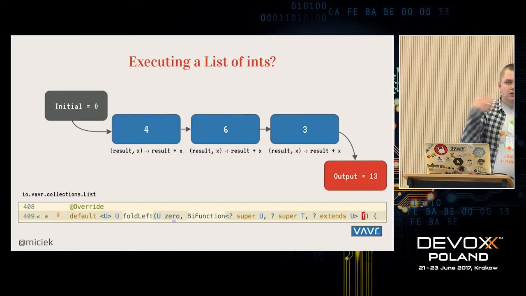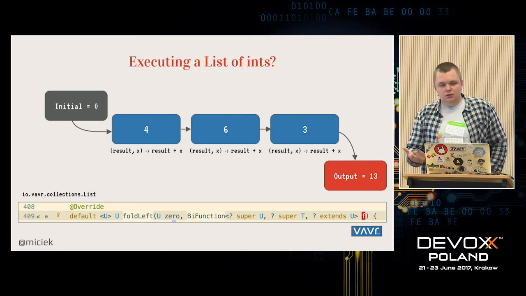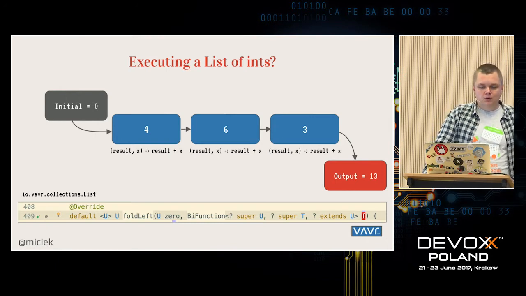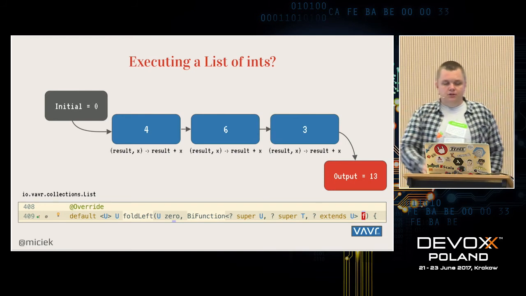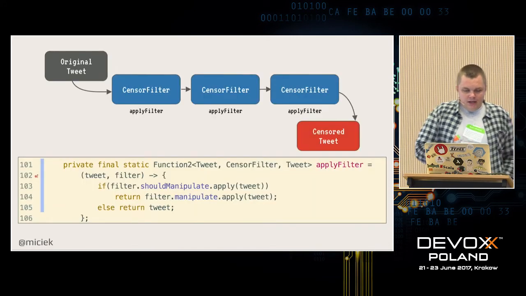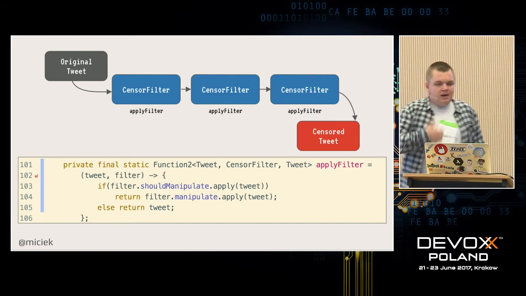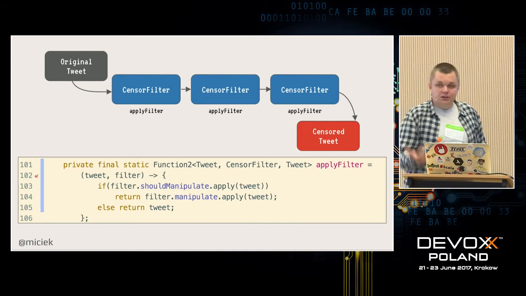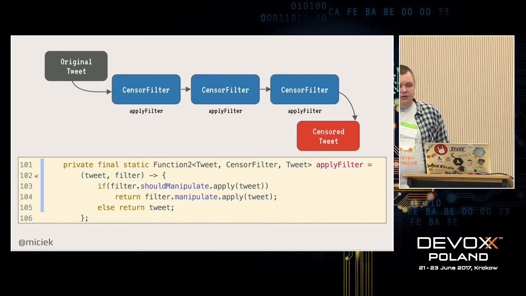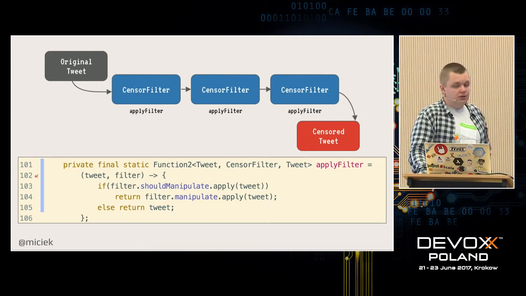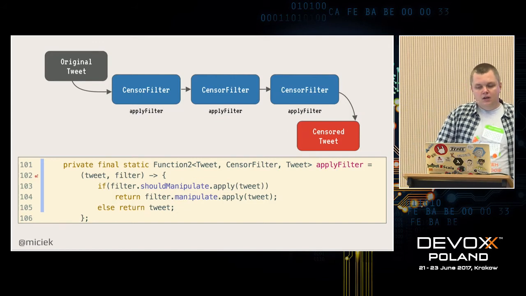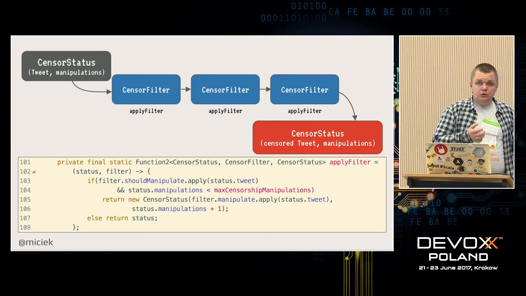And we can use fold left. Fold left is another thing in the Vavr list which we can use. It takes two parameters. The first one is the initial parameter, and the second is the function that we need to use in order to aggregate those values. In our case, this would look like that. We need to create this apply filter function, which takes a tweet and a filter, and based on whether this tweet should be manipulated, returns a new manipulated tweet, and in the other case it returns the current tweet. So it folds the list of filters with the current original tweet, and we get the censored tweet in return. And of course, we need to keep an eye on our additional requirement, which is two manipulations at once.